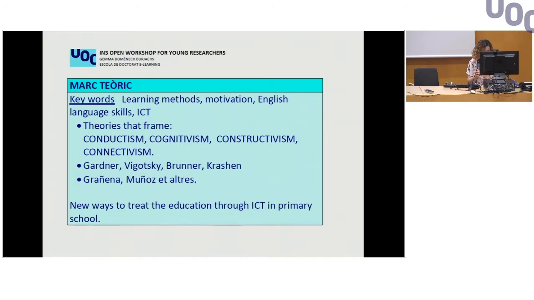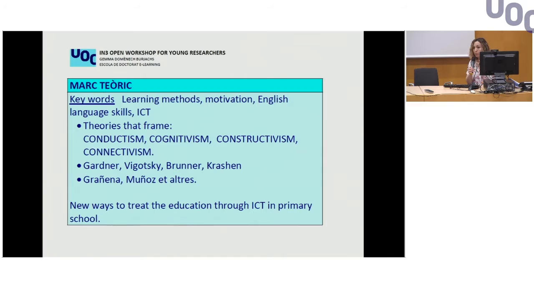Krashen, about the exposure and the output of pupils. This theory says that we have to expose pupils to an input a bit higher than the level that they are at, and we have to avoid the affective filter and the monitor filter that do not allow them to be aware of what they know and what they are learning, and make them practice or make better productions in English.